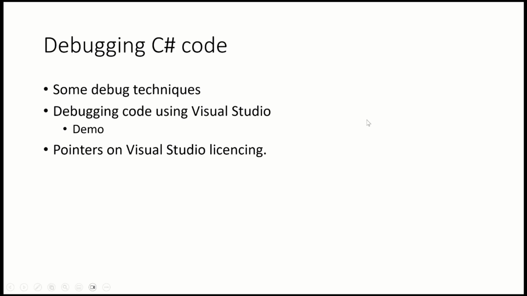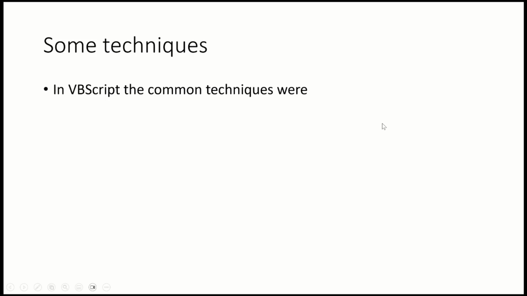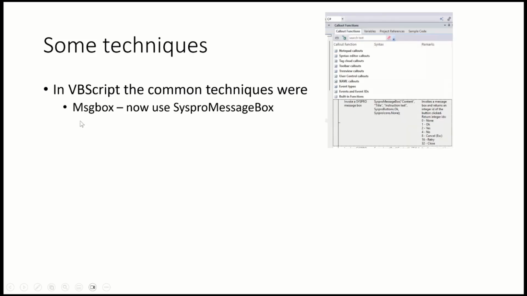So let's have a quick look at some of the existing debug techniques. In VB script, more often than not, we were using the message box function. This has now been replaced with something called Syspro message box, which we've seen in our demos to date. Just to recap, you'll find it in the callout functions, in the built-in functions, and you can set the title, the instructions, and the buttons.